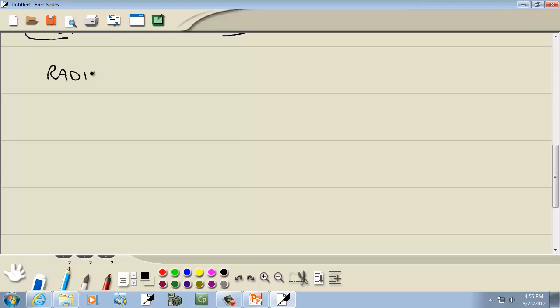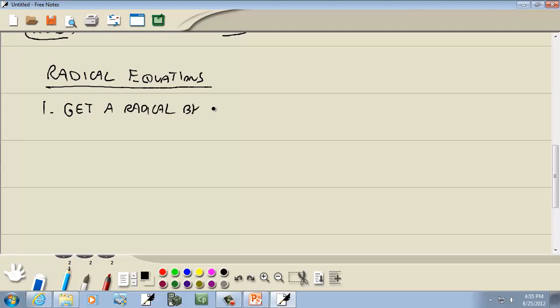The next equations we're going to look at are radical equations. And let me go ahead and write the steps down here. Step 1. Get a radical by itself. And I'll put in parentheses, don't create a fraction. So you do every step you can up to getting it by itself, but don't create a fraction.